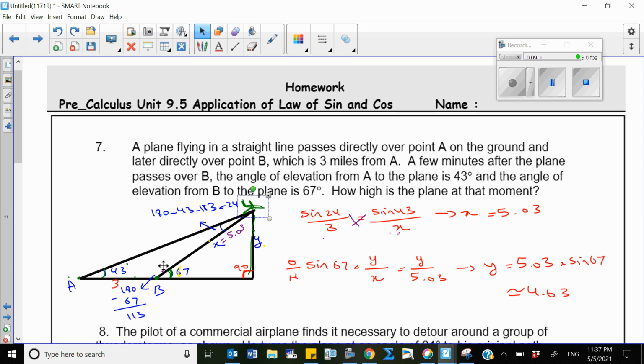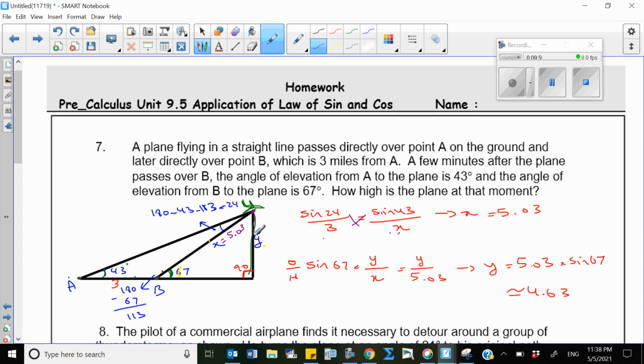A few minutes after the plane passes over the B, like at this point, angle of elevation from A to plane is 43. Angle of elevation means the angle that you need to make in order to see something on top, above. So here, the angle of elevation from point A to airplane is 43 degrees. And the angle of elevation from B to the airplane is 67. So if we are standing here, we need to make an angle of 67 to see the airplane on top. Now it's asking how high is the plane at the moment. So at this point, how high is the airplane?